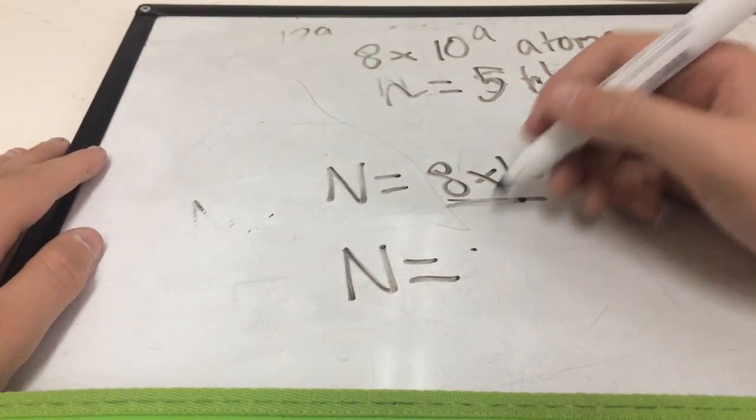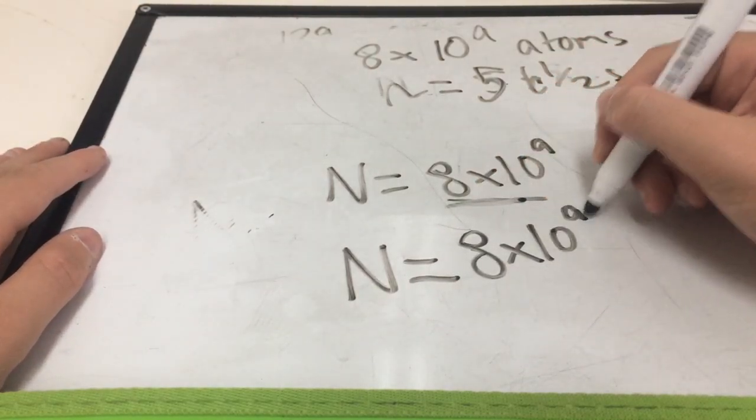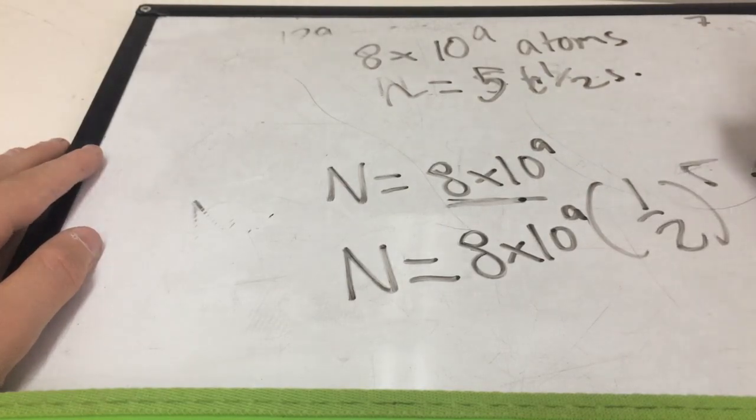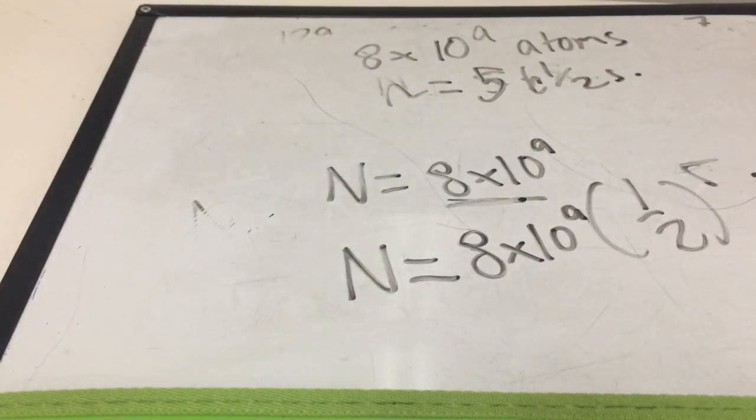So it's going to be that times half to the power of 5. I'm just going to get my calculator real quick because now we're nearly at the 20-minute mark. 8 times 10 to the power of 9. I'm actually going to use brackets.